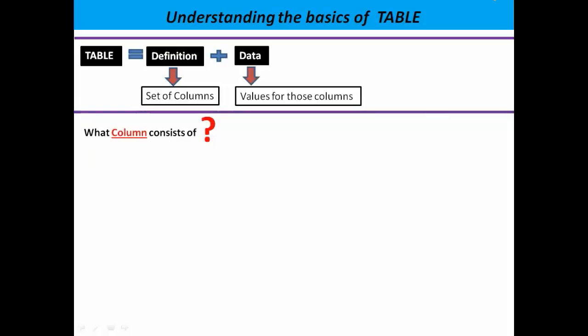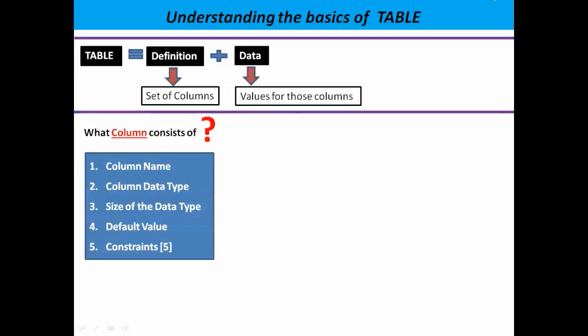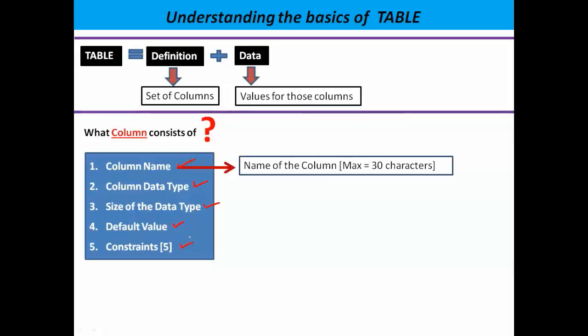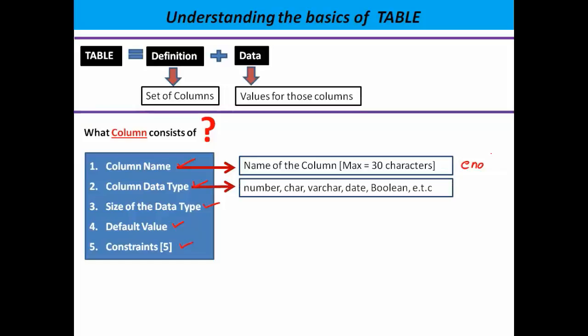Then what does a column consist of? A column consists of a total of 5 attributes: the column name, the column data type, size of the data type, default value, and the constraints. These are the only 5 attributes that are possible for any column. Column name can be like enumber or ename. Data type can be number, date, varchar, boolean, etc. Size of data type can be 20, 30.